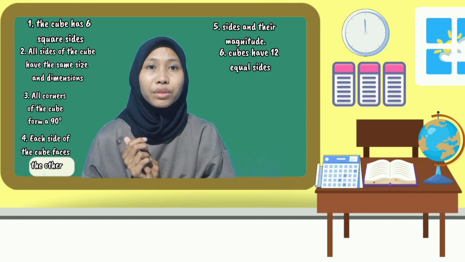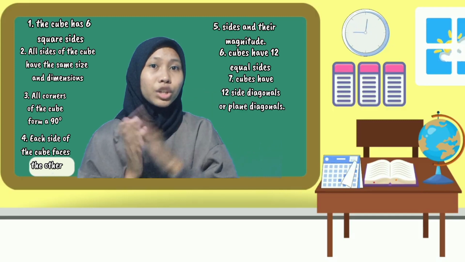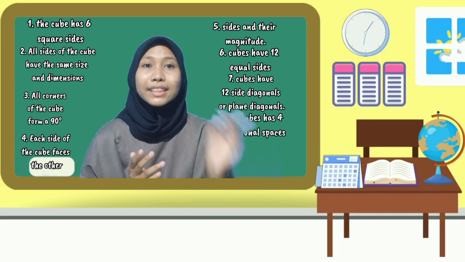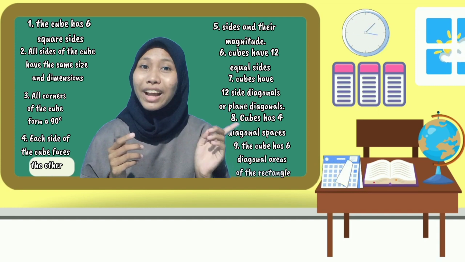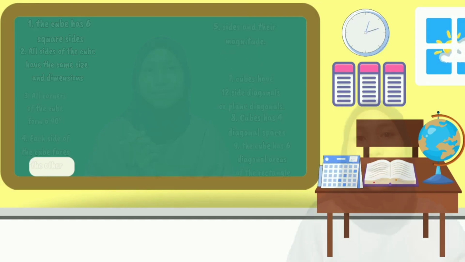The cube has 12 equal edges. 6. The cube has 12 side diagonals or face diagonals. 7. The cube has 4 space diagonals. And finally, the cube has 6 diagonal planes in the shape of a rectangle.